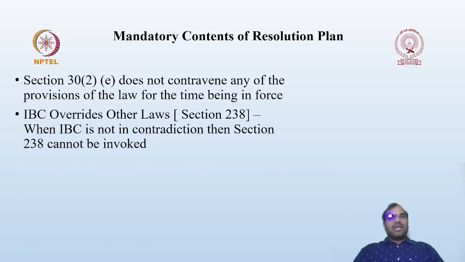Okay, then if you observe section 238 of the IBC, which says that the IBC will override other legislations. Does it mean that you can contravene other provisions? No. When the IBC is not in contravention, then you cannot invoke section 238. Section 238 will protect you only if any other legislation is in contradiction with the IBC, or if there is any contradiction between the IBC and other legislations, then only you can use section 238. Otherwise, in normal circumstances, you cannot use section 238.